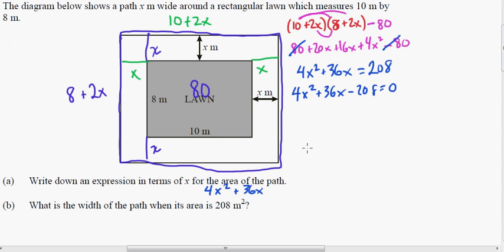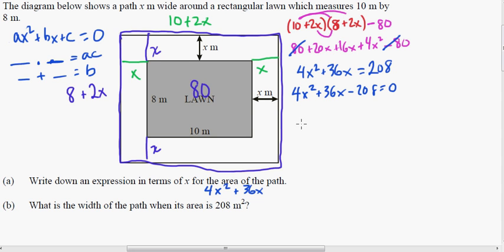Now there's a couple different ways to solve this. I'm going to do it by hand first just to show you. The general form of a quadratic is ax squared plus bx plus c equals 0. And if you want to factor that, you find what times what equals a times c, and what plus what equals b. So you have to be good at multiplication to do this.